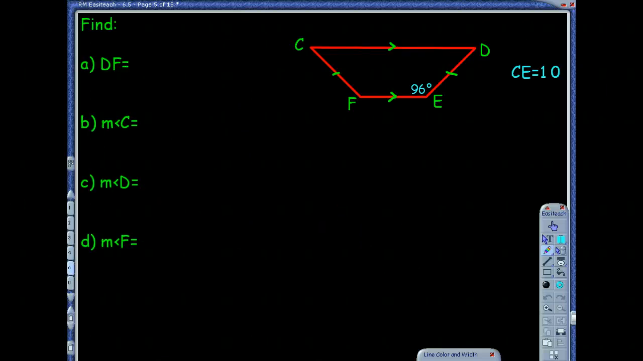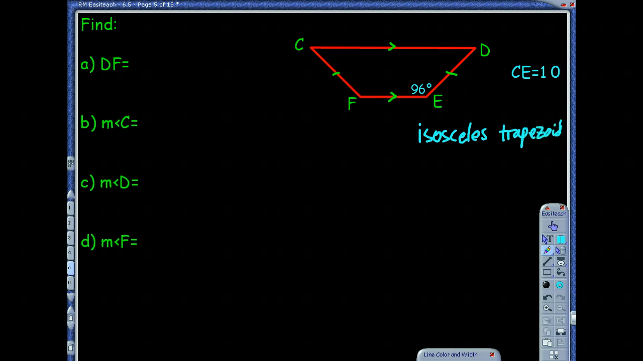Okay. Let's try to apply this now. It says we have a bunch of measures to find. But what do you notice in the picture? What are we dealing with? As I look at that picture, I see that we do have a trapezoid because we have one set of parallel sides. And we actually have an isosceles trapezoid because we can also see that segment CF is congruent to segment DE. So we can narrow that down.